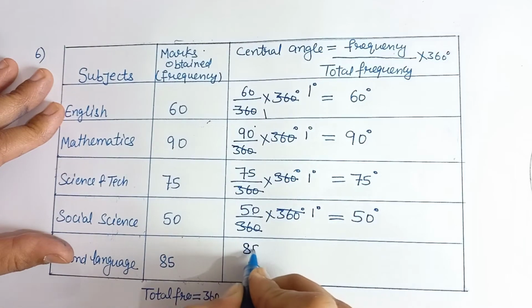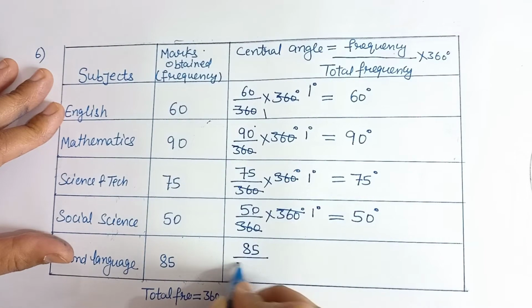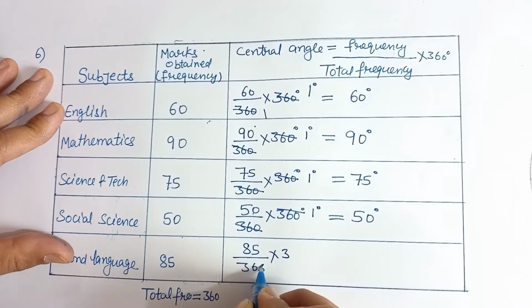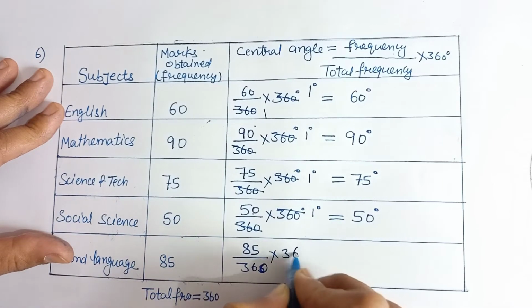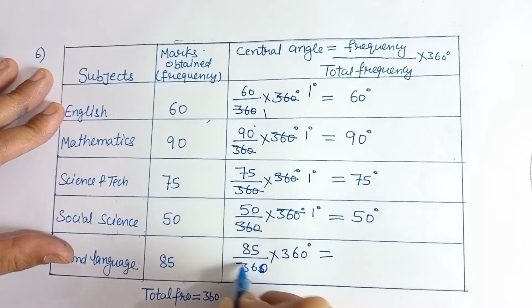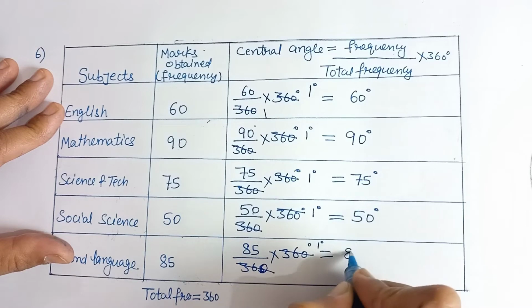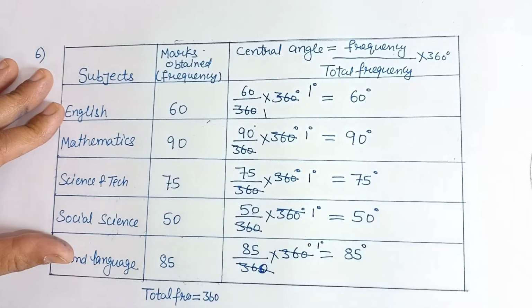Last is 85 upon 360 multiplied by 360 degree. This gets cancelled, only 1 degree remains here. 1 degree into 85 is 85 degree. Now we will draw the pie chart of this given data.